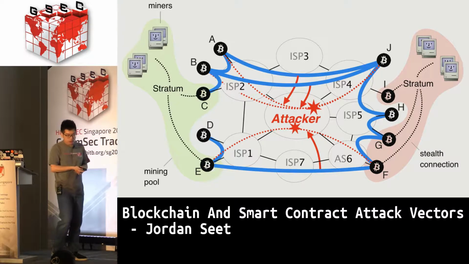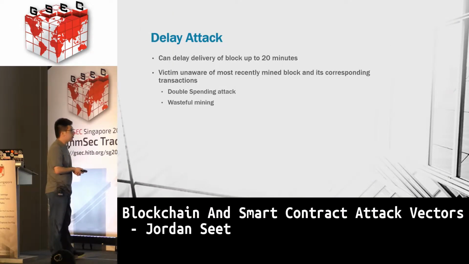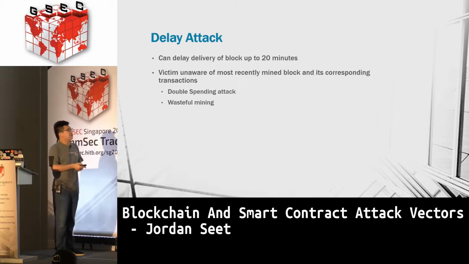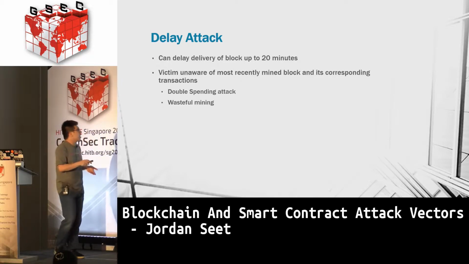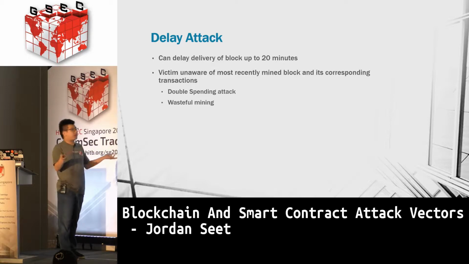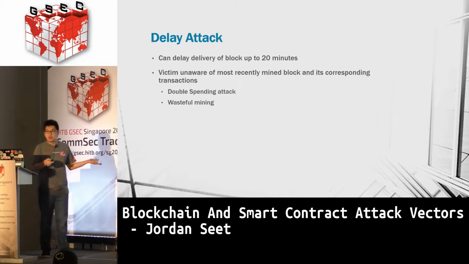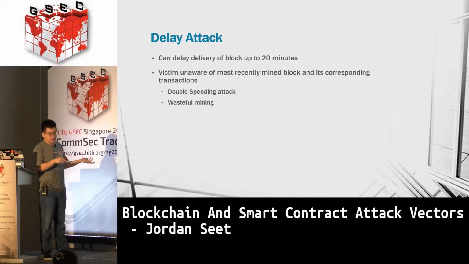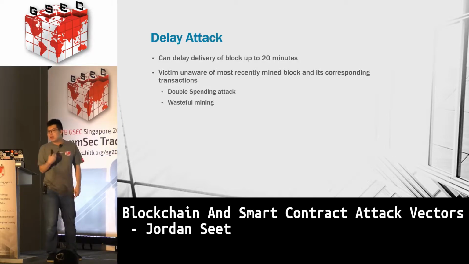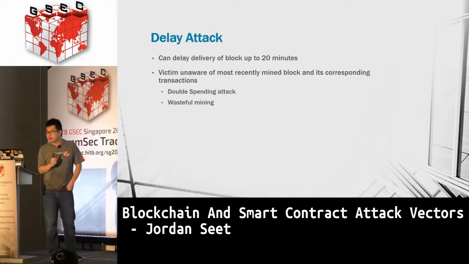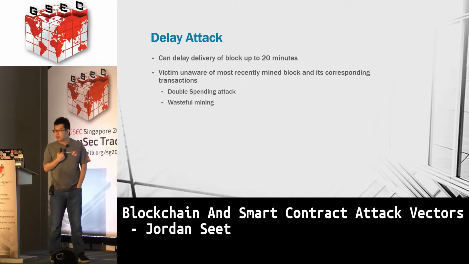My final attack that I'm going to present on is called the delay attack. We can essentially delay deliveries of blocks by up to 20 minutes, and the victim will be unaware of the most recently mined block. As such, the nodes in the network will be vulnerable to double spending, which is the concept that, for example, let's say I pay someone $500 Singapore dollars, and I'm supposed to receive 1 Bitcoin. So traditionally, the network will say that he sent me the 1 Bitcoin already.